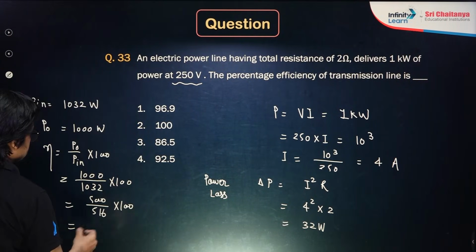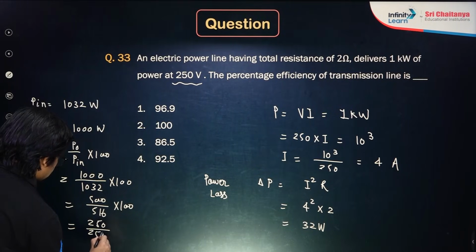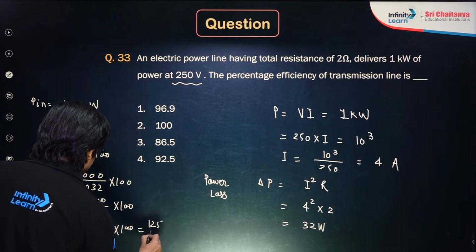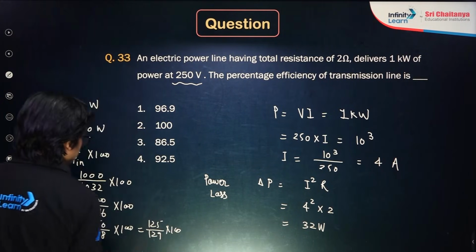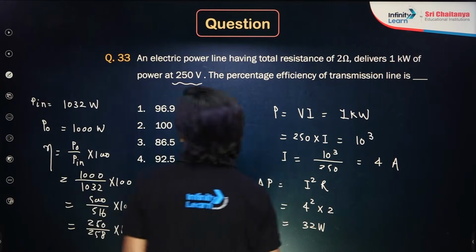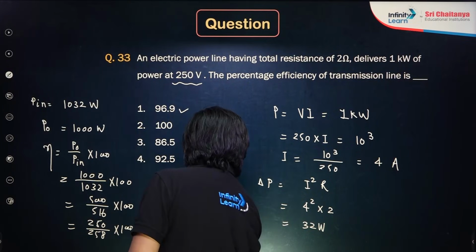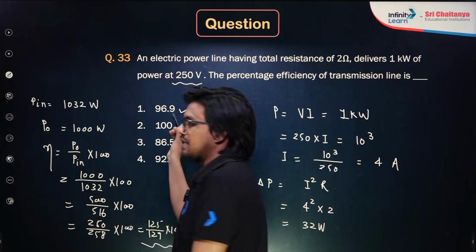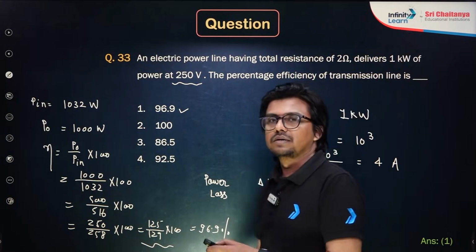This comes out to be nearly 250 divided by 258 into 100, or I can also write it as 125 divided by 129 into 100. So that answer will be very close to 100. If you calculate this, you are going to get approximately 96.9% as your answer. So the first option is the correct one.